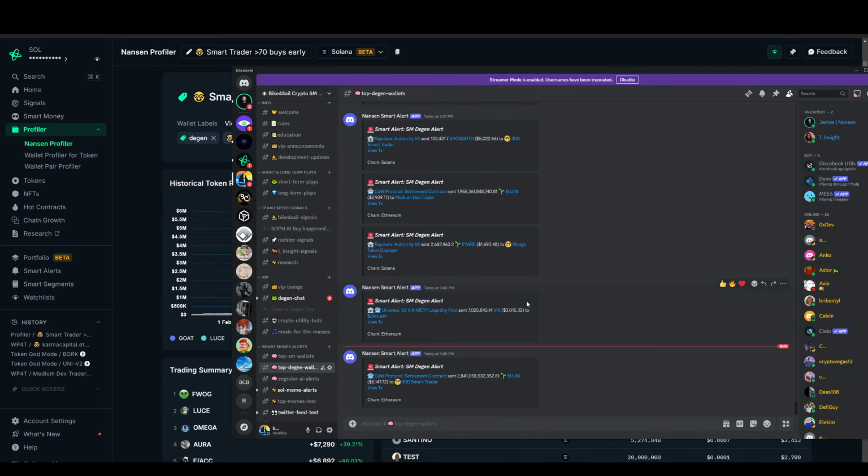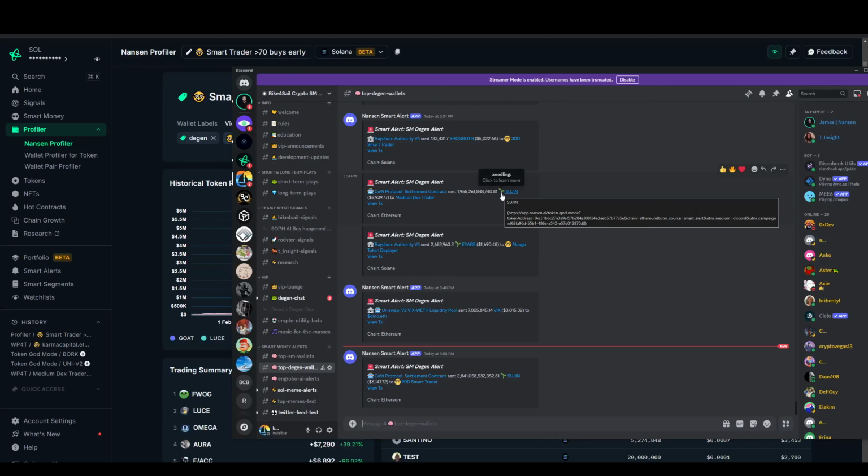Here's top degen wallets. These are the really highly profitable wallets that play the lower cap memes. Some of them will play high cap memes too, but you can see they're playing a lot of new tokens here. Nansen puts this seedling emoji here showing that it's a brand new token that was just launched. So this is where you want to be if you're okay with gambling and you want to take some risks with your trading.